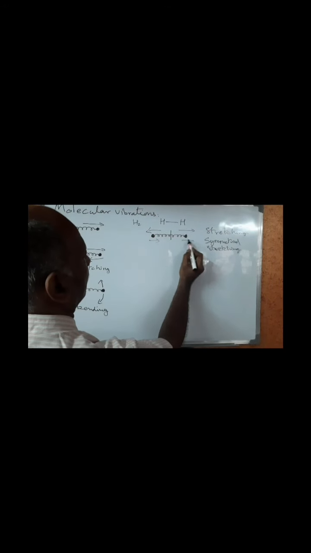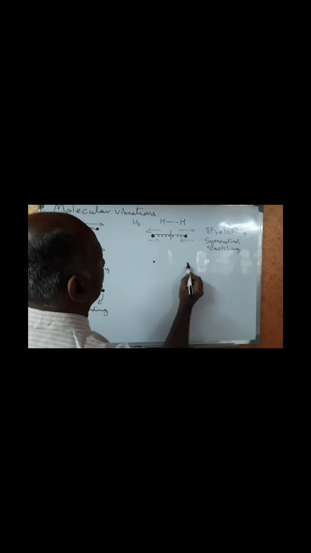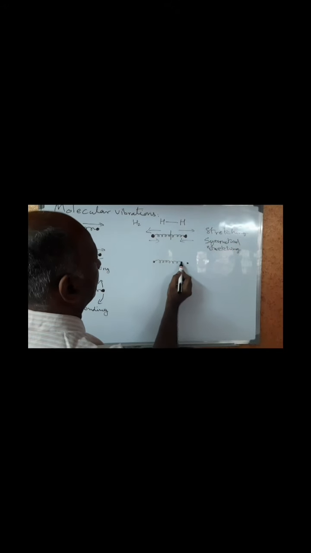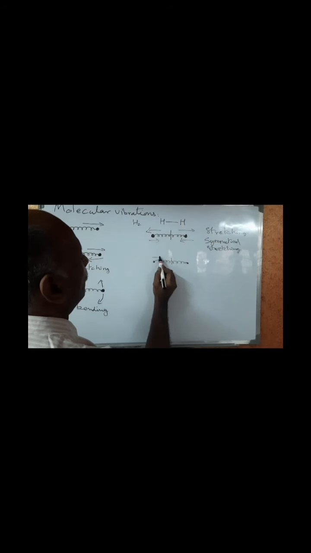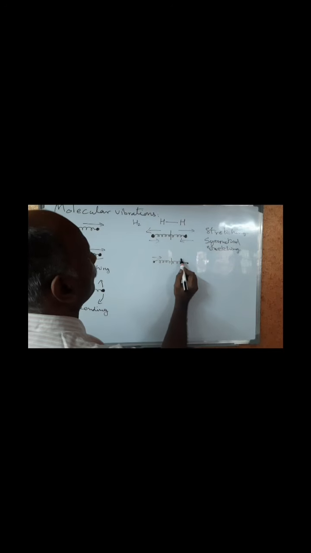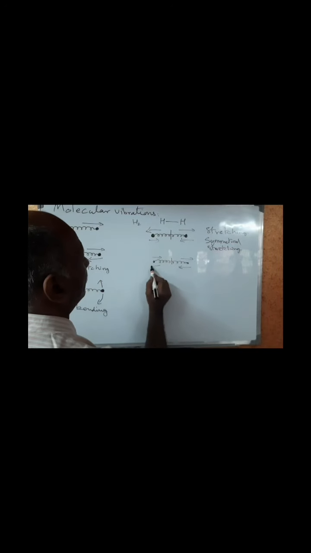So the steel balls both are going out and coming in, going out and coming in. Symmetrical stretching. The same steel balls, suppose they are connected by a spring and this is the center point, suppose the steel balls are stretching in this way, when one is going in, another one is going out. When the other one is going in, the other one is going out.